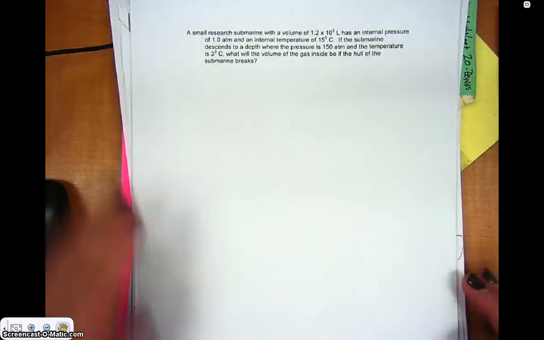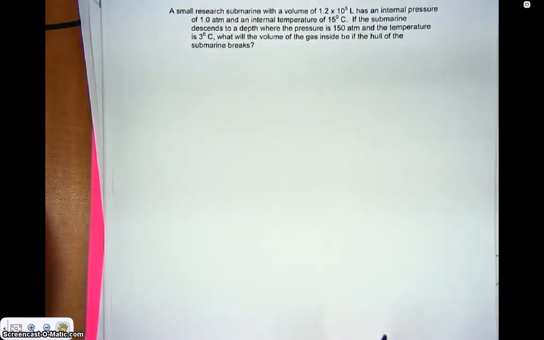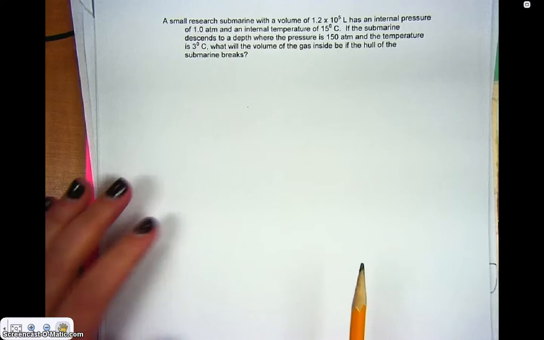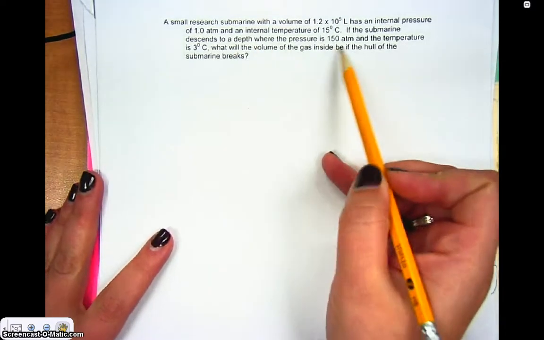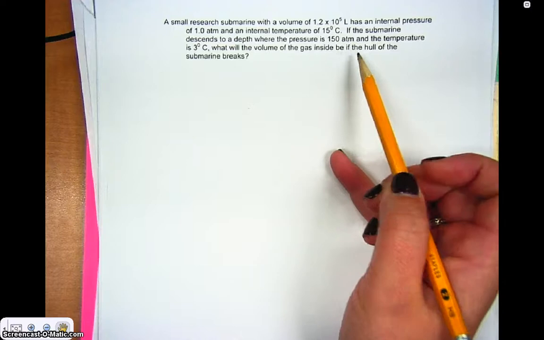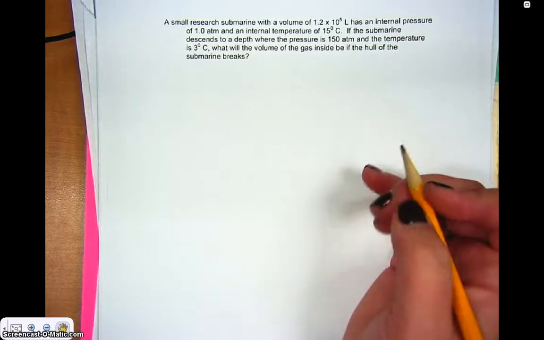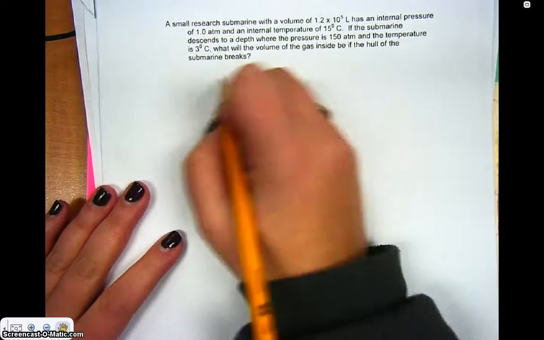So you have a research submarine, and it's at a volume of 1.2 times 10 to the 5th liters, and it has an internal pressure of 1 atmosphere and an internal temperature of 15 degrees. If the submarine descends to a depth where the pressure is 150 atmospheres and the temperature is 3 degrees, what will the volume of the gas inside the hull of the submarine be? So let's go ahead and define our variables.